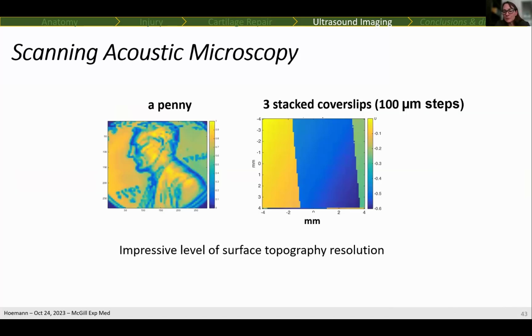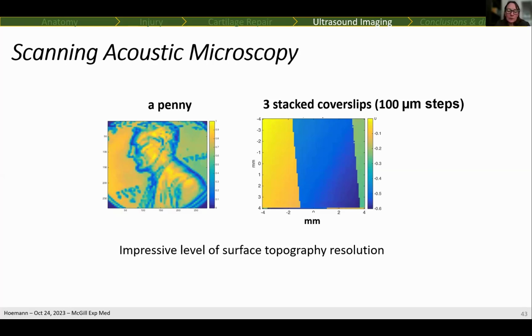So about this time, Parag Chitnis showed me a scan he did of a penny. I'm like, oh my gosh, a penny, you're kidding. You could probably do that in the articular cartilage repair defect and see all the repair tissue surface. So I thought, let's do this. Let's look at cartilage repair tissue with this technique, this scanning acoustic microscopy.